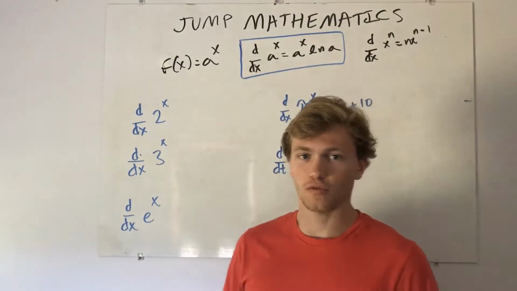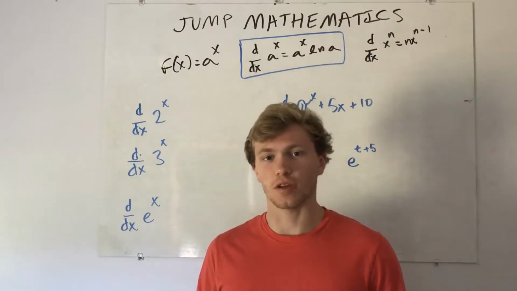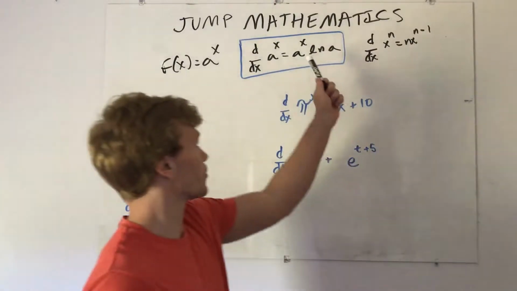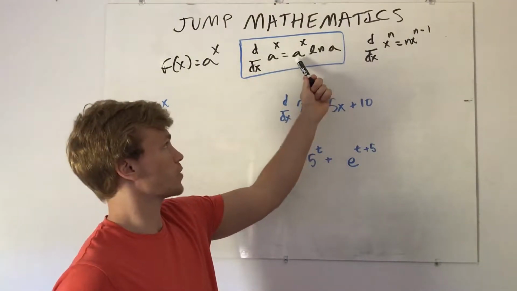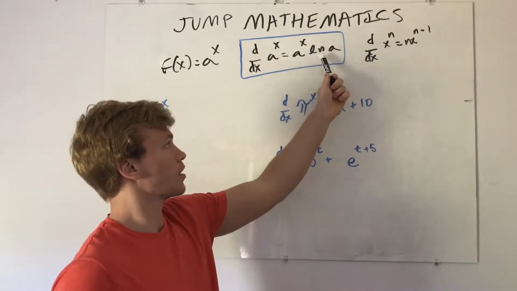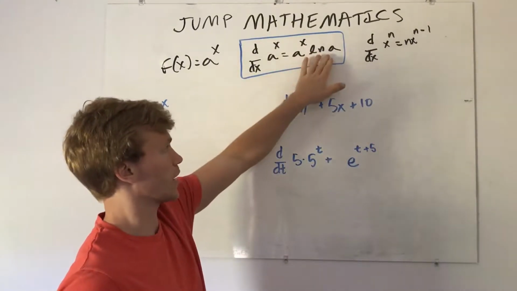This is the second of two videos on how to differentiate an exponential function. What we did in the last video was we proved what's up here in the blue box, that the derivative of an exponential function is the exponential function itself times the natural log of the base of the exponential function, a to the x natural log a.